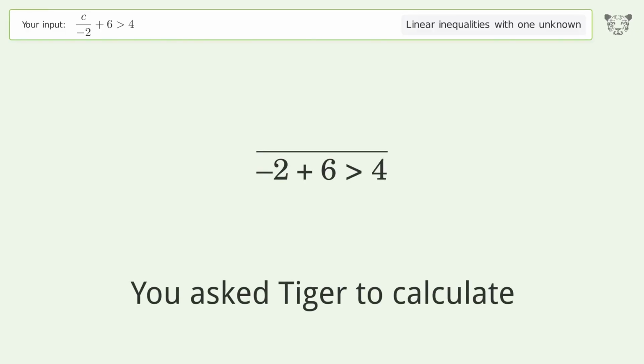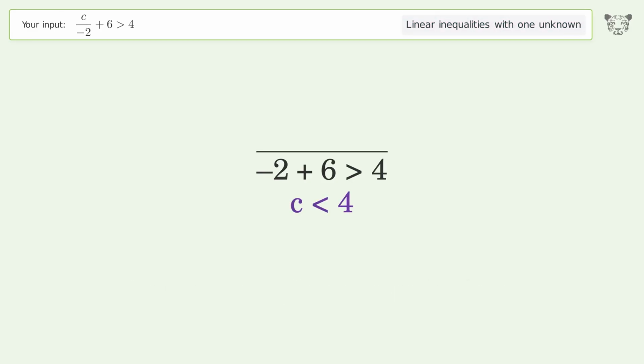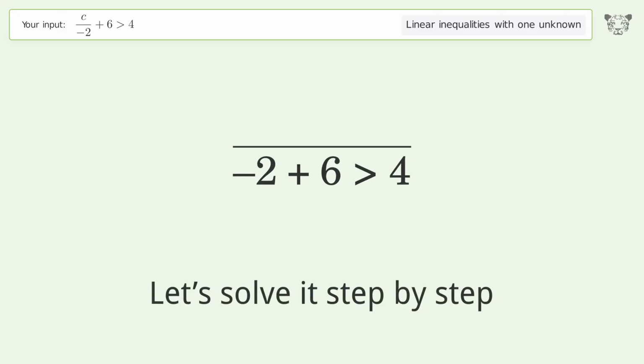You ask Tiger to calculate. This deals with linear inequalities with one unknown. The final result is c smaller than 4. Let's solve it step by step.